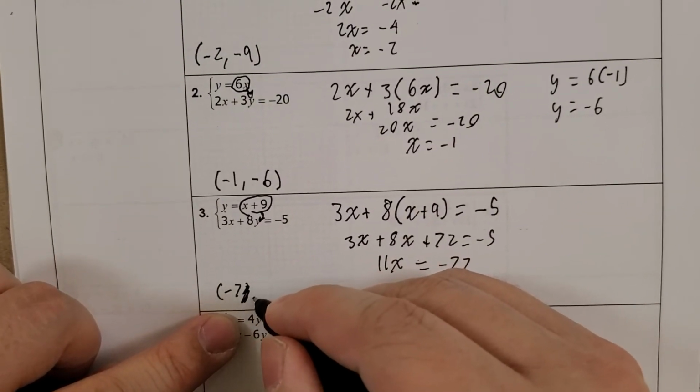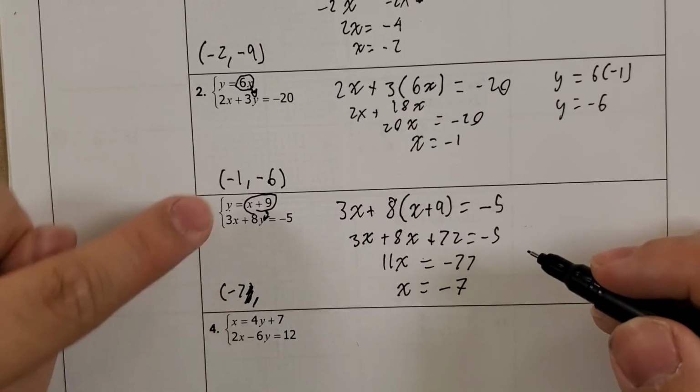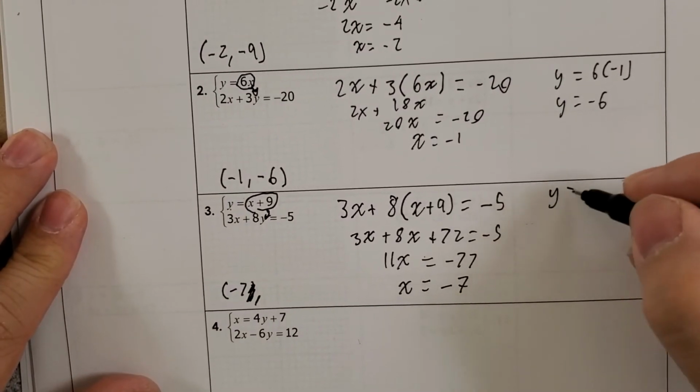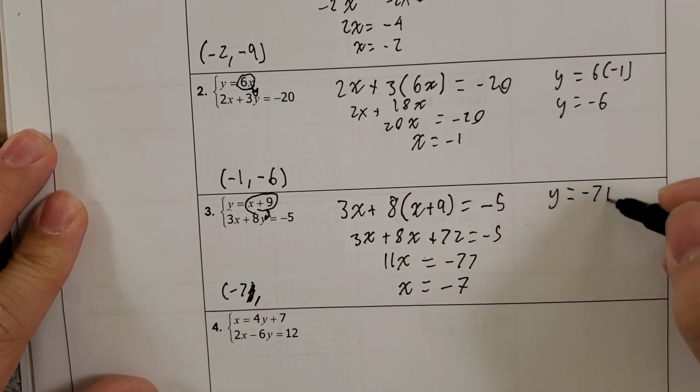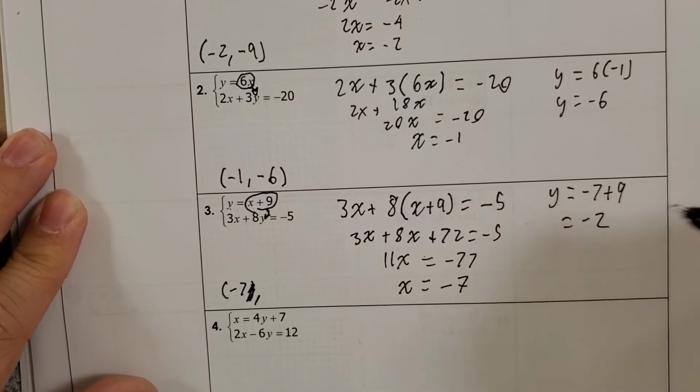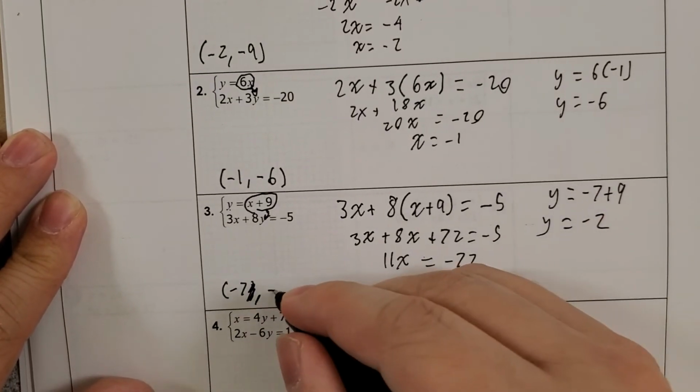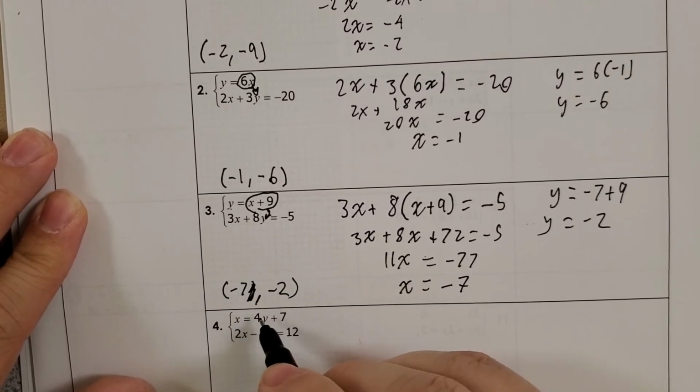Oh, sorry. Negative 7. Then we're just going to take that negative 7 and put it back into here. And we end up with y equals negative 7 plus 9, which equals 2. So our answer would be negative 7, 2.